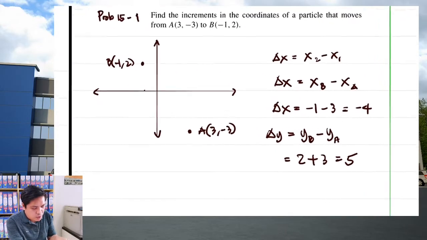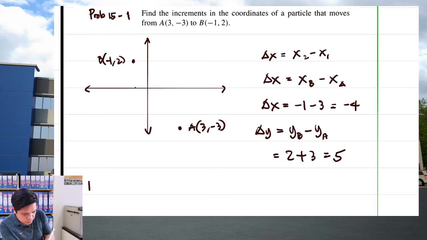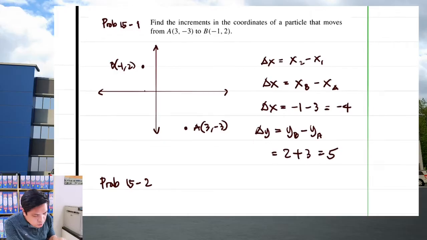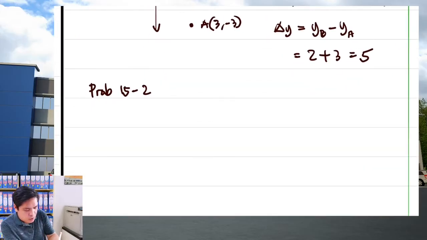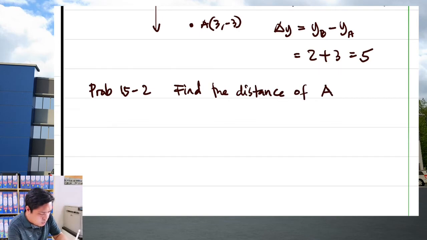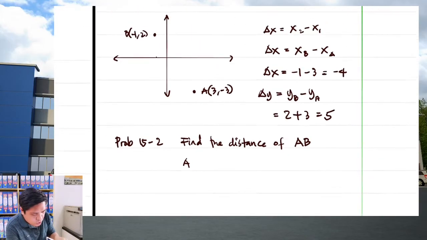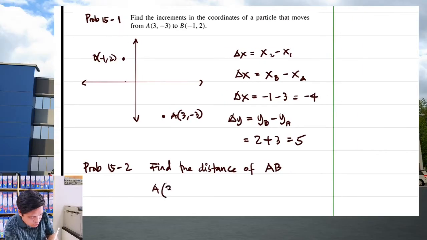Now, applying the distance formula. So let's call this problem 15-2. First, we solved for the increment. Now, let's solve for the distance. So let's find the distance of AB. We are using the same example. So A is 3, -3, and B is -1, 2.